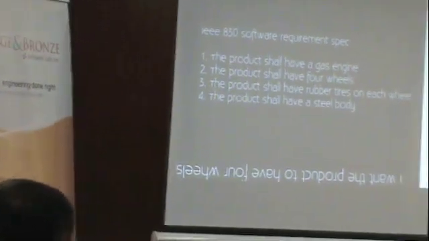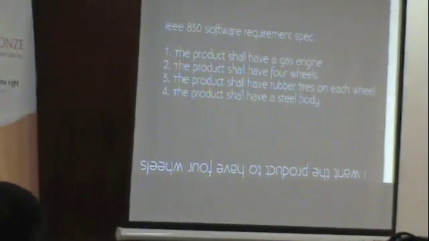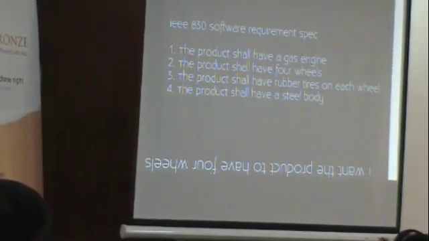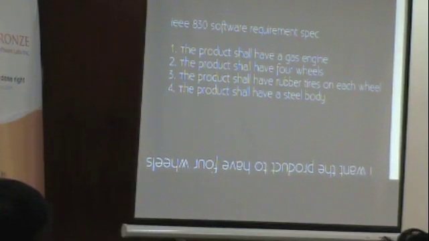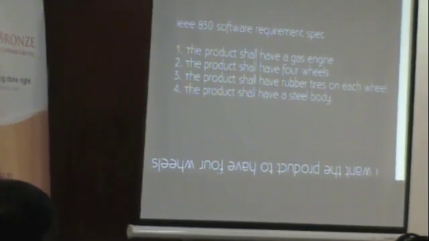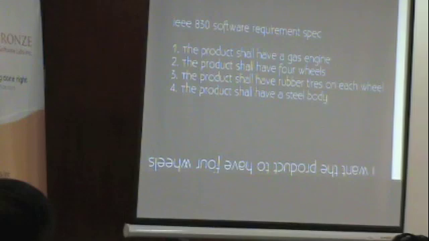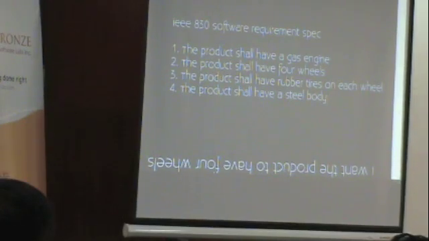So what does the software developer see? This is an SRS, a valid SRS. The product shall have a gas engine. The product shall have 4 wheels. The product shall have rubber tires on each wheel. The product shall have a steel body. Imagine that. You're building something like this. Now, there are no tires available. What do you do? You make decisions, but that's what the requirement says. So, okay, I'll wait around until a real rubber tire comes around.